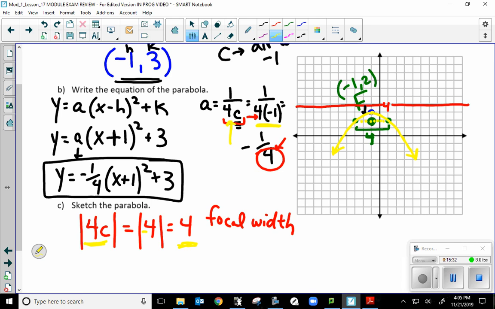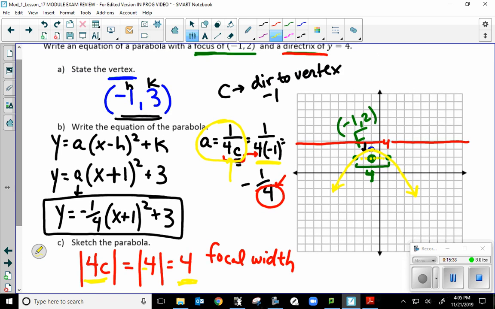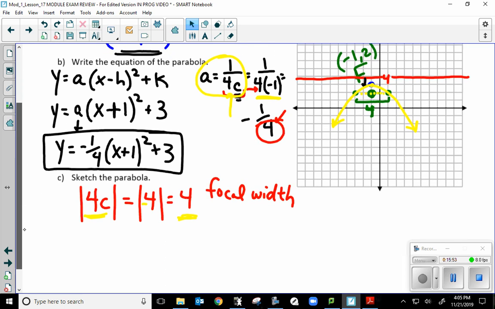If you know this, and you know 4c is your focal width, and you realize that the vertex is always in between your focus and directrix, you can graph any one of these without a calculator. Of course, if this is a test and you have a calculator, once you come up with your equation right here, you can just put that into y1 and look at your table and plot those points. But guess what? It would look exactly like I wrote here in yellow.